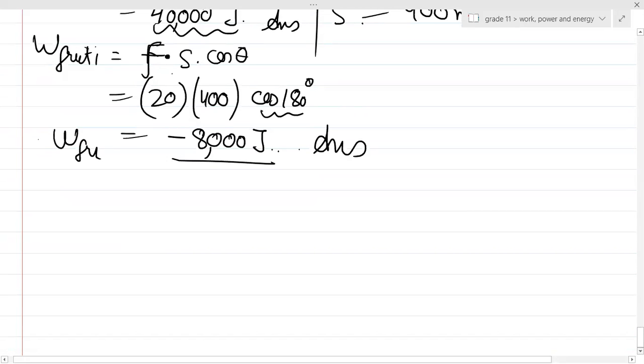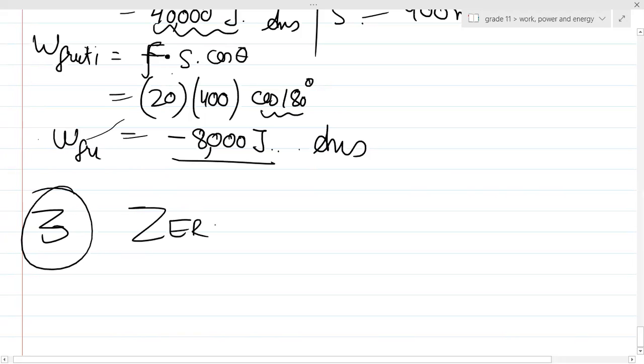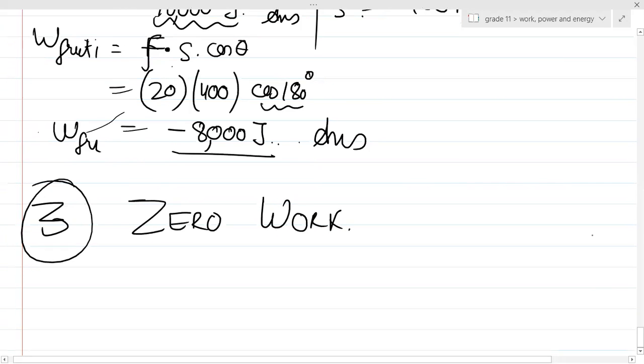Now let's talk about the last type of work, which is basically zero work, where work is not done. That is at 90 degrees. Now the third case is basically theta equals 90. Zero work: theta equals 90.